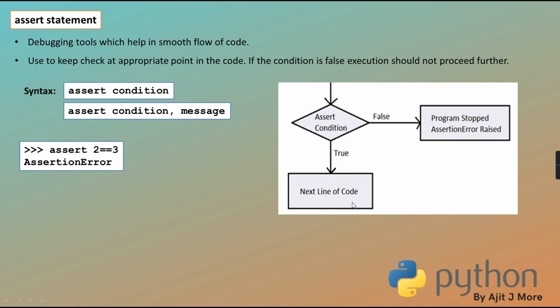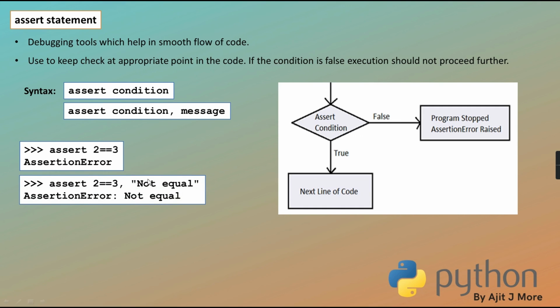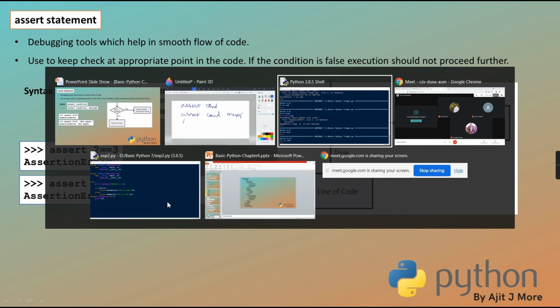Example I have written. Assert 2 equal to 3. So is 2 equal to 3 true? No. So assertion error is raised. Suppose I would have given some message, so that message is printed.